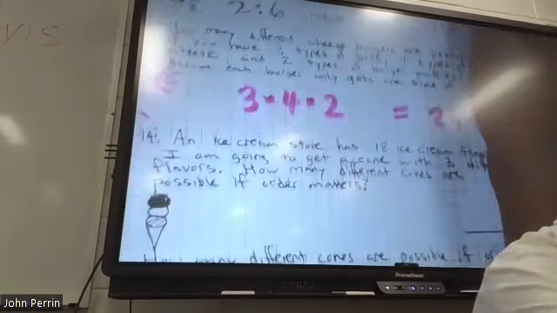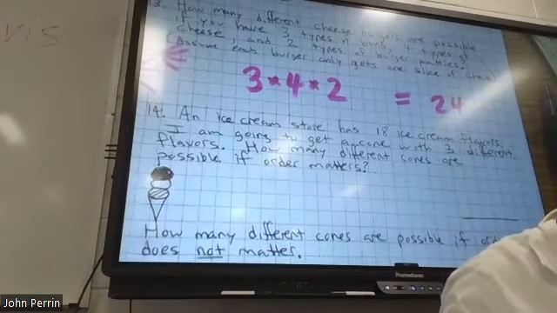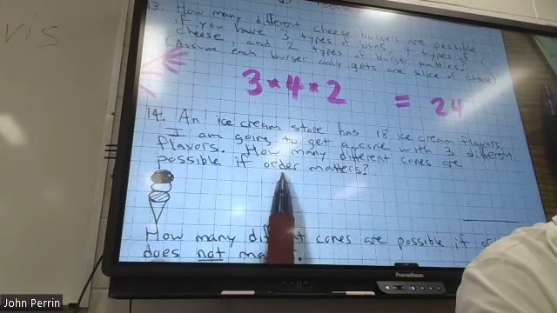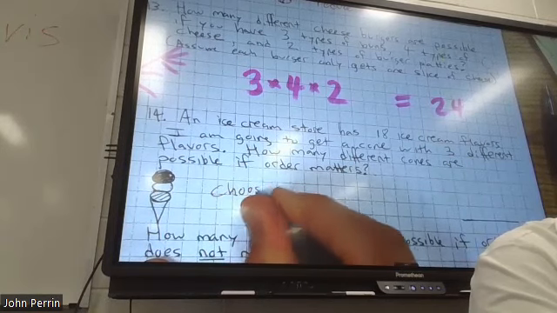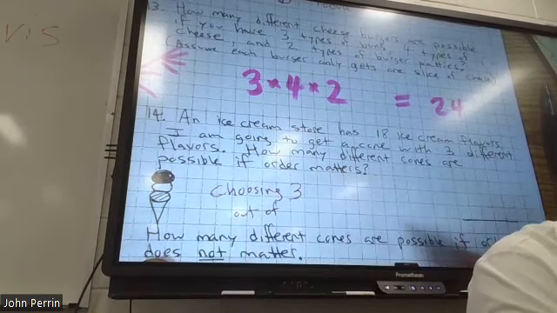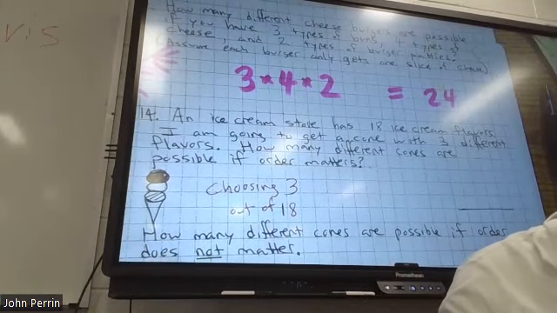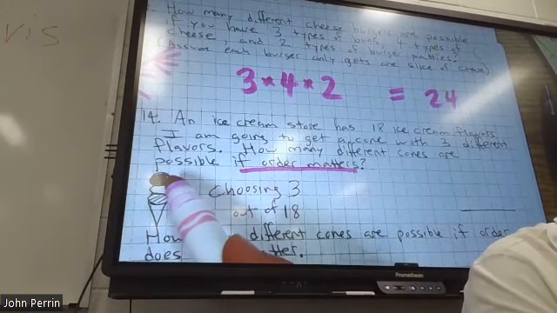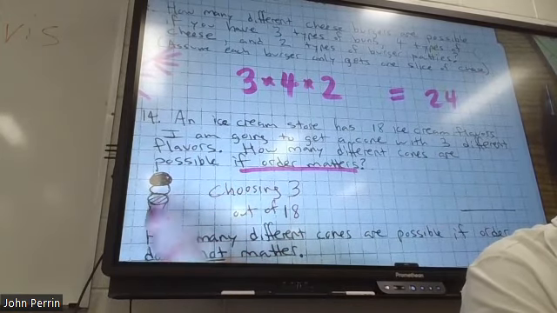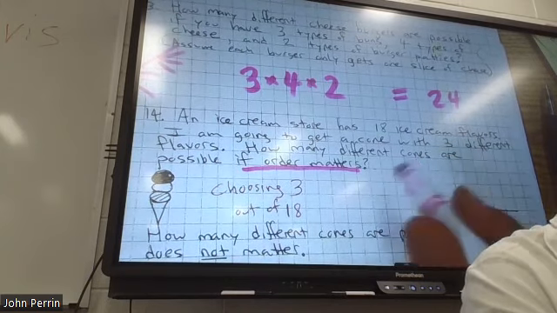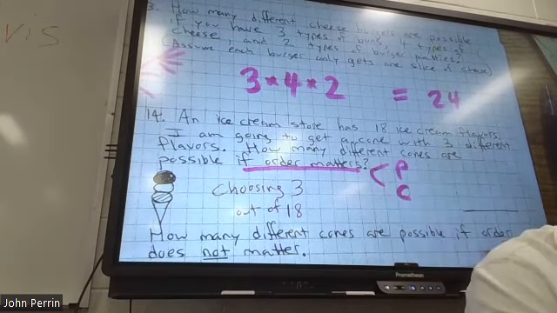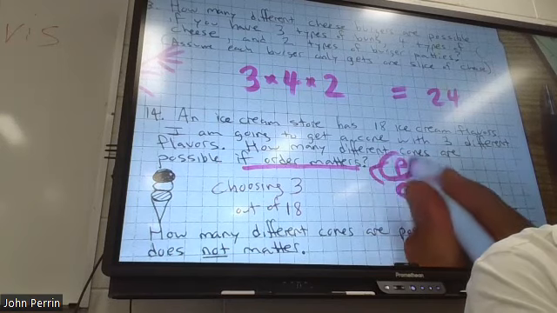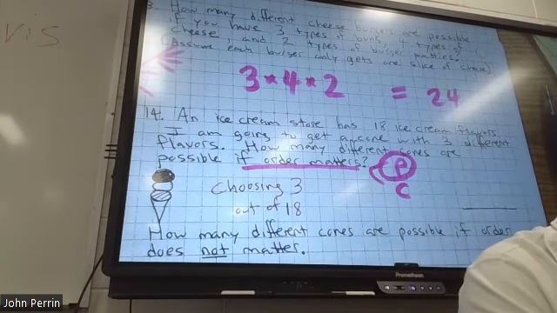Next question here, number 14 on my list. An ice cream store has 18 ice cream flavors. I'm going to get a cone with 3 different flavors. How many different cones are possible? So we're choosing 3 out of 18 flavors. And the question is, does order matter or not? So let's pretend order matters. So putting the chocolate on top is a different cone than if you were to have the same 3 flavors with chocolate on the bottom. When order matters, was that P or was that C? Which one did order matter for? Permutations or combinations? So order mattered with the P. Order does not matter with the C.